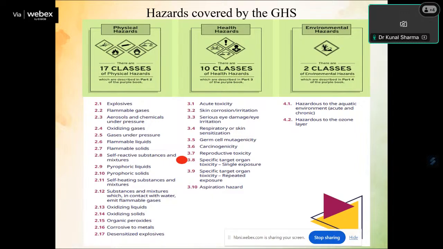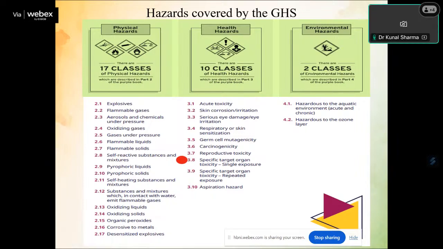And the last is two classes of environmental hazards. What is the impact of chemicals on the environment? So if you talk about the classification, physical, health, and environmental have been kept. And you can easily understand explosives, flammable gases, aerosols, oxidizing gases, flammable liquids, solids, pyrophoric liquids, solids, organic peroxides, and desensitized explosives. That is 17 classes of physical hazards, directly described as physical hazards in GHS.